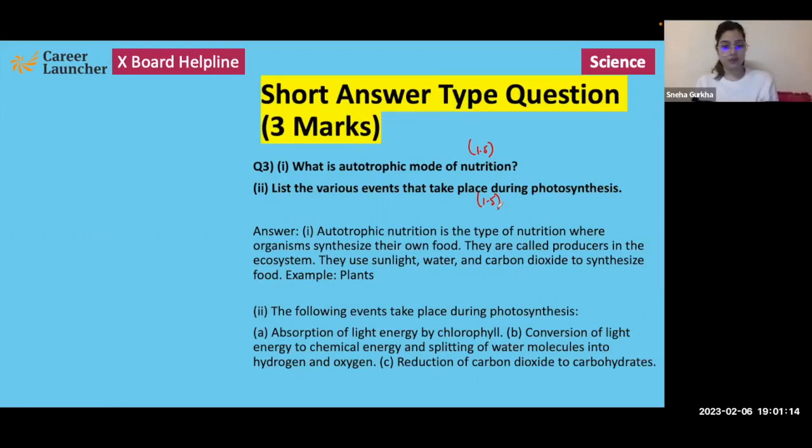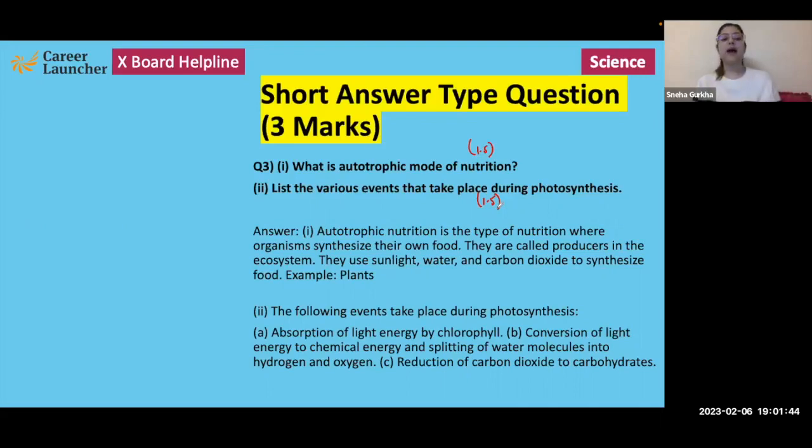The first part of the question says, what is autotrophic mode of nutrition? The second part says, list the various events that take place during photosynthesis. So we know that autotrophic nutrition is that type of nutrition in which an organism is capable of synthesizing their own food, and they do not depend on any other organism for food. Rather, other organisms depend on these autotrophs for food, right?